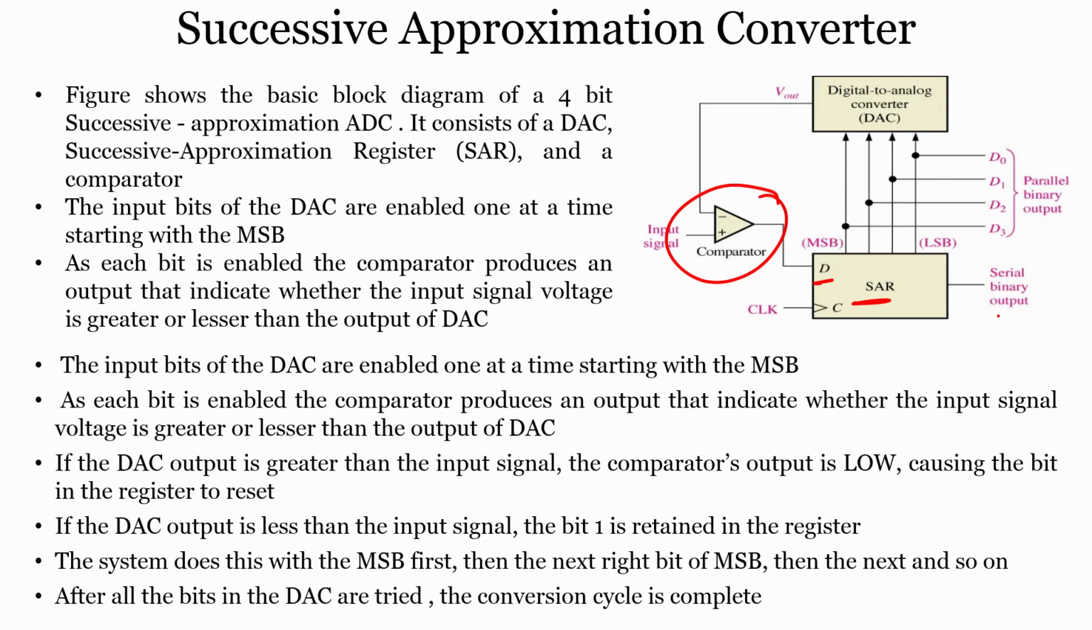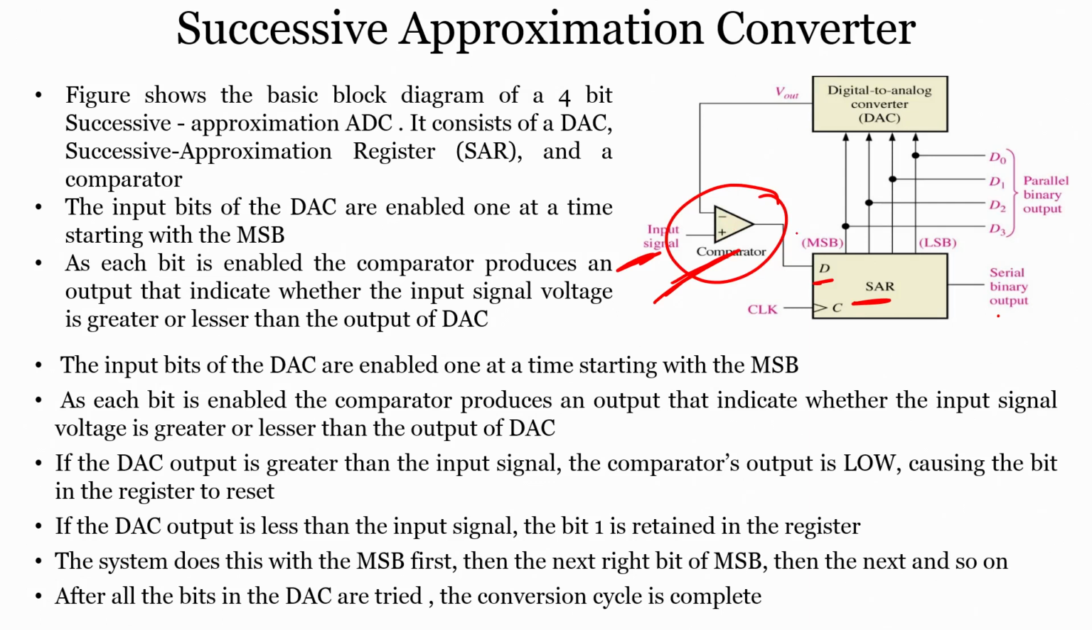Now, the input bits of the DAC are enabled only one at a time, starting with the most significant bit. As each bit is enabled, the comparator produces an output that indicates whether the input signal voltage is greater than or less than the DAC output. You can easily see with the help of the comparator whether the input is more or less than the DAC. If the signal input is more than the DAC, then we can have a higher bit. If the signal input is less than the DAC, we can have a lower bit, right.